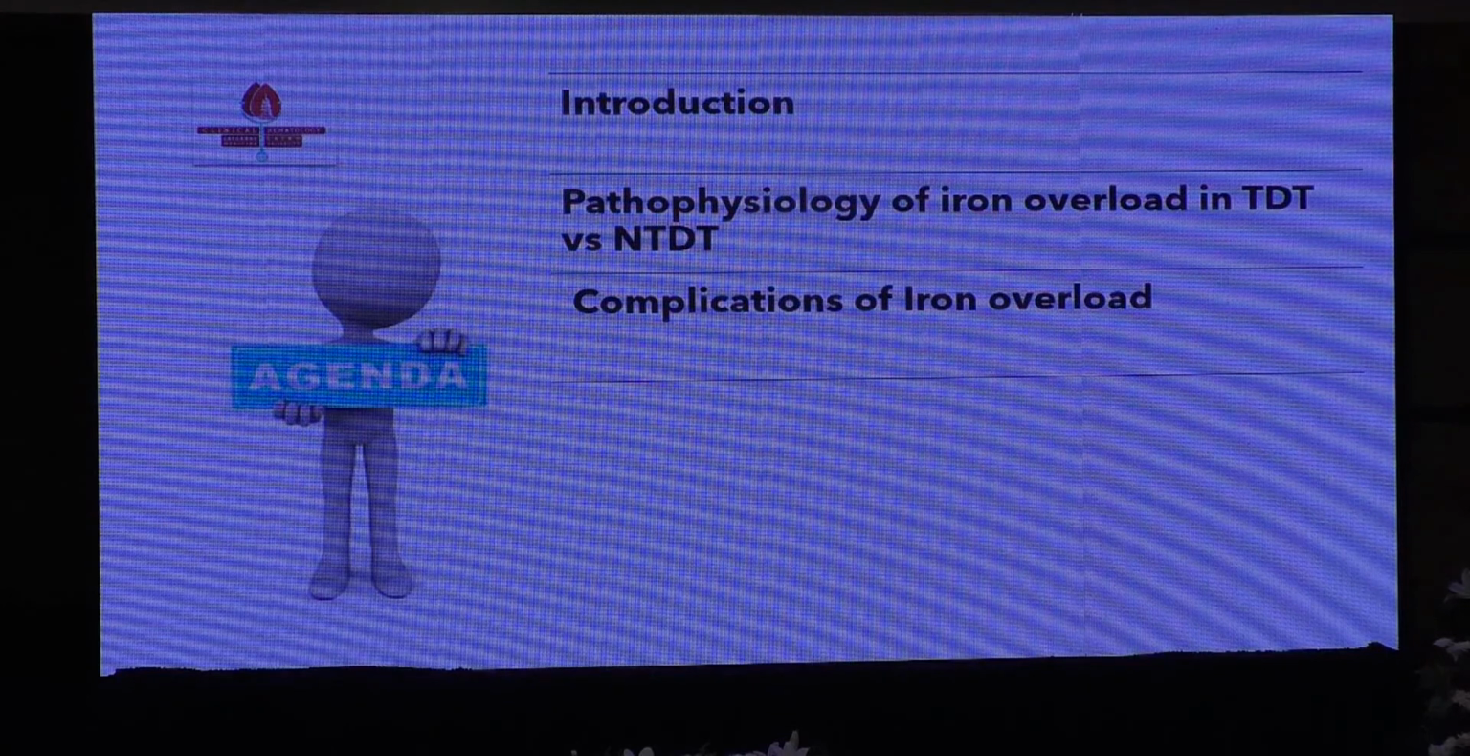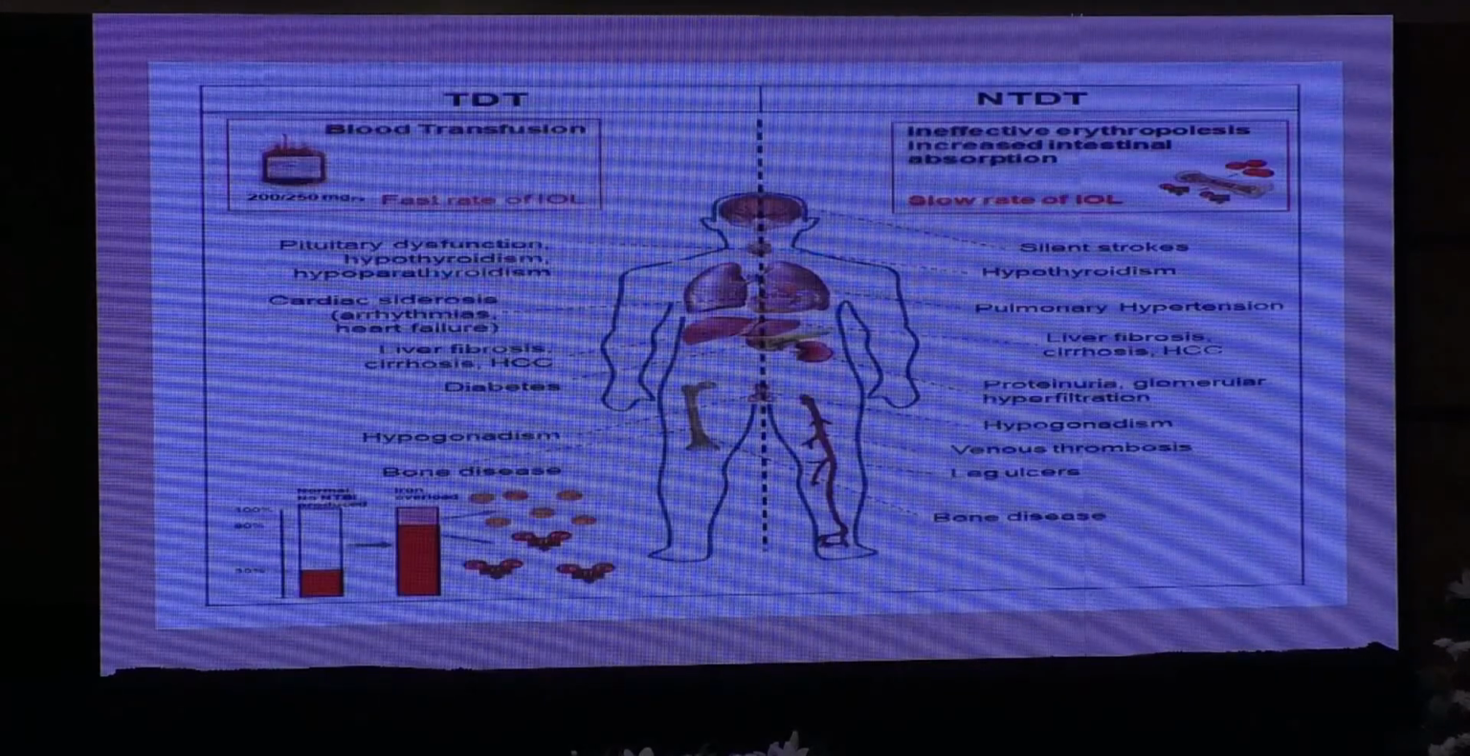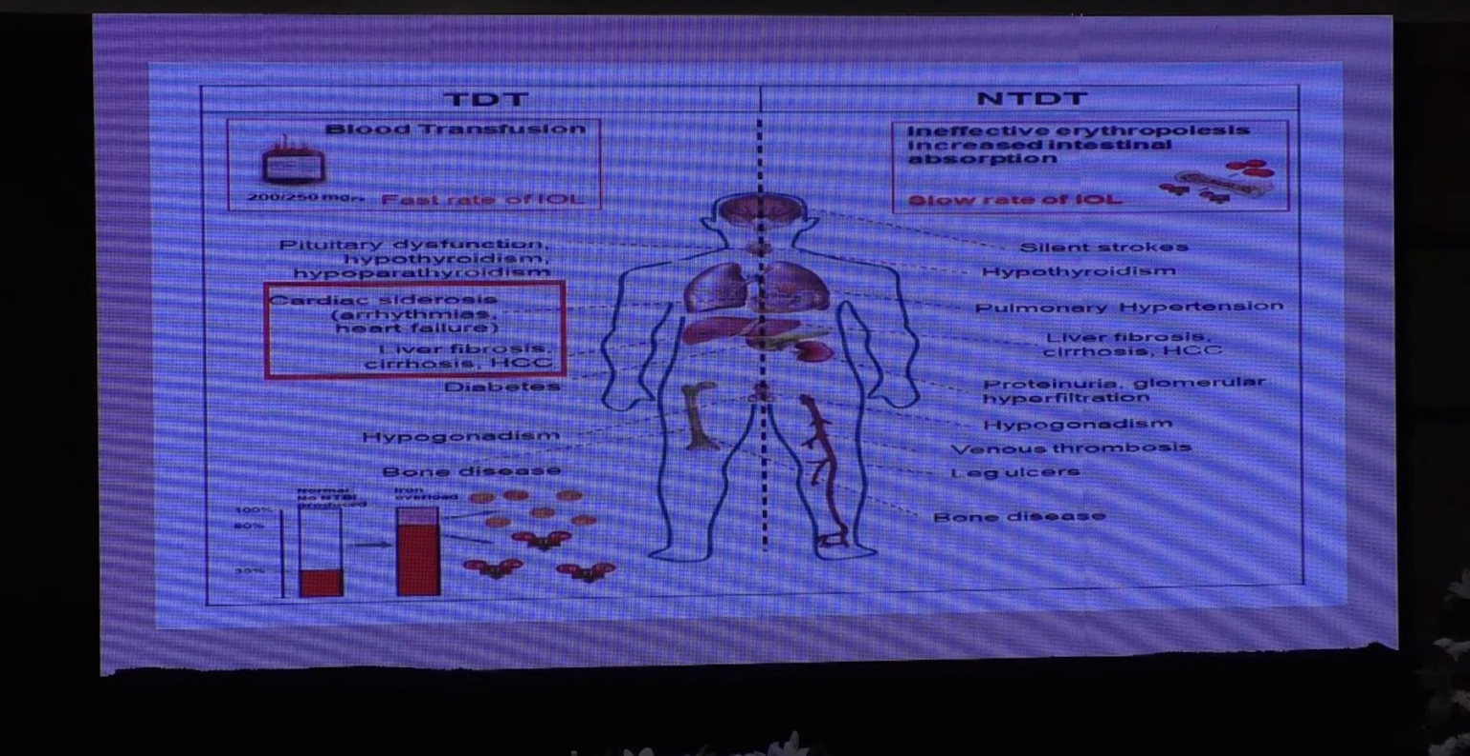Regarding complications of iron overload, why do complications occur in thalassemia? It occurs due to the deleterious effect of profound anemia, intramedullary and extramedullary expansion, rapid iron turnover, and tissue deposition of excess iron. Complications of iron overload vary between transfusion dependent and non-transfusion dependent. Here we found that both types of thalassemia are affected by endocrine complications. However, there are other complications that mainly affect transfusion dependent thalassemia, like cardiac siderosis, arrhythmia, heart failure, liver fibrosis, liver cirrhosis, up to the development of hepatocellular carcinoma. In non-TDT, there is venous thrombosis, leg ulceration, and silent strokes.